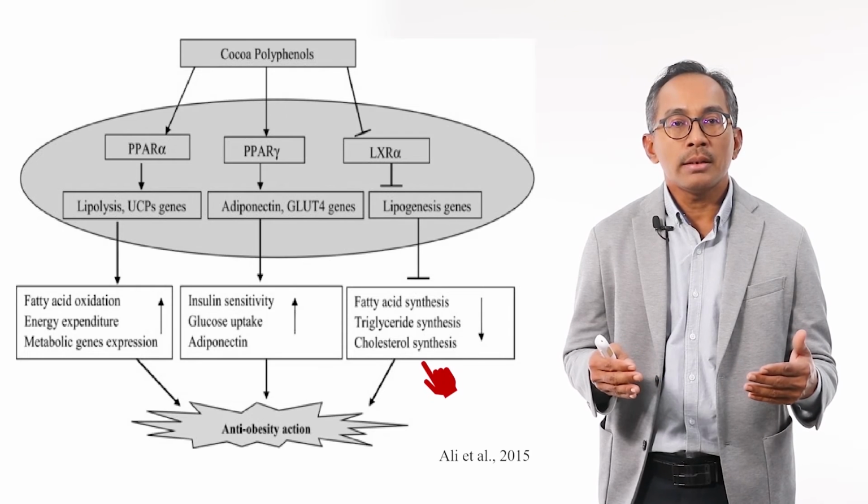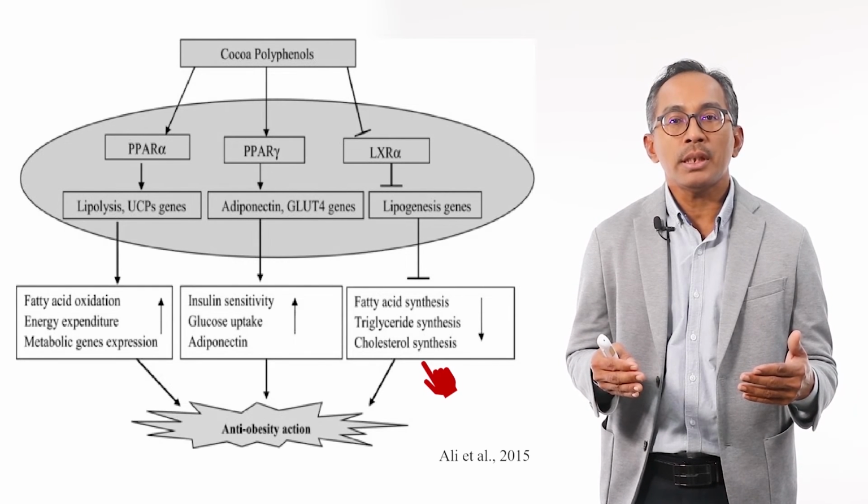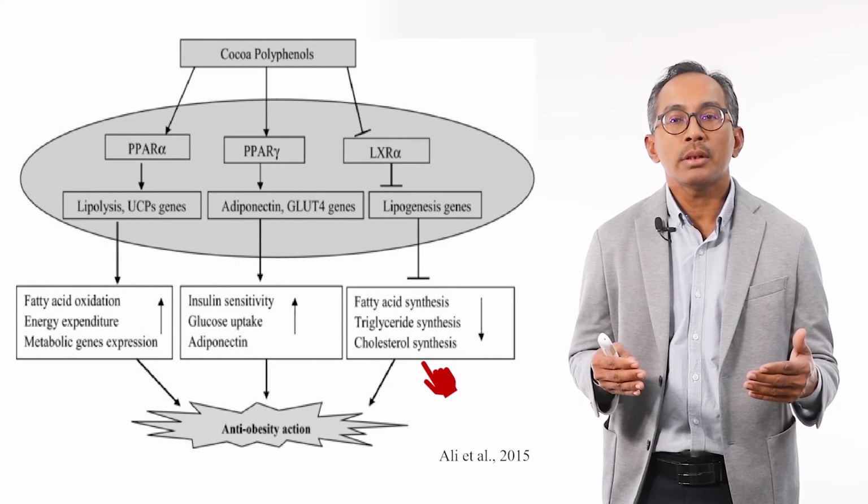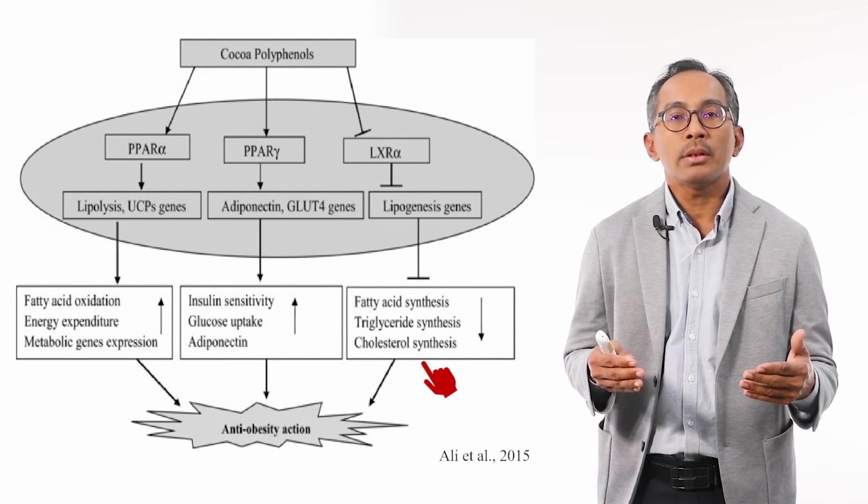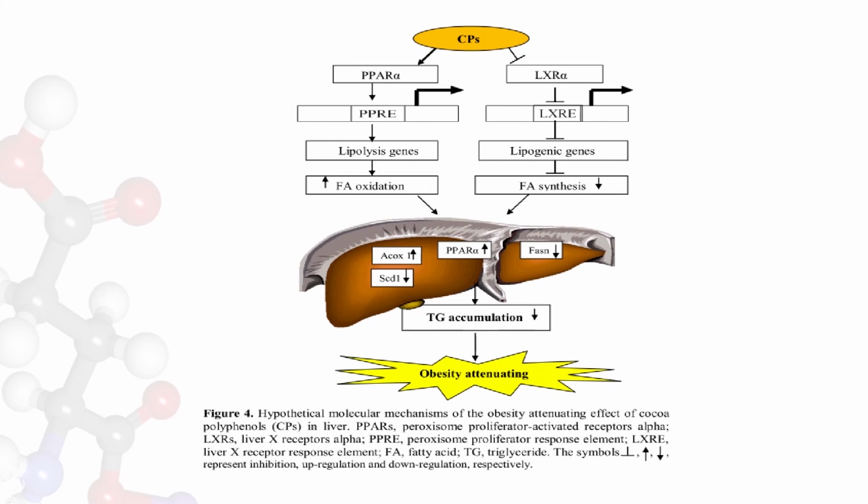These are the molecular mechanisms of anti-obesity due to cocoa polyphenol in the liver, where cocoa polyphenol can activate PPAR alpha, thus expressing the lipolysis genes. Then it will also increase fat oxidation. On the other hand, cocoa polyphenol can inhibit or deactivate the lipogenic genes, thus also reducing fat synthesis. This mechanism will affect triglyceride accumulation, thus the effect will be on attenuating obesity.